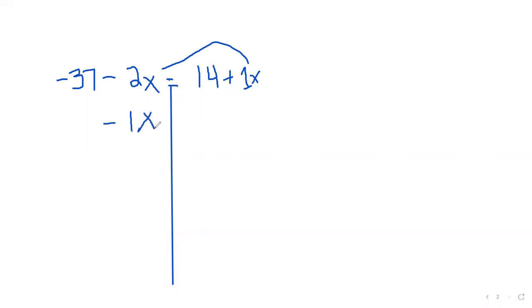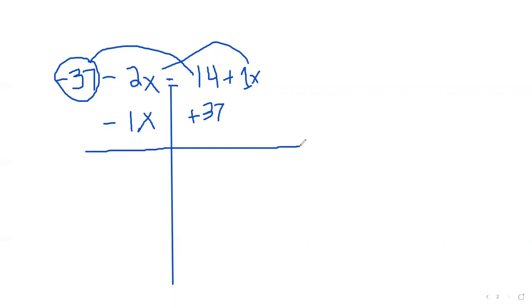Okay, and this one I'm going to do a little bit different. It's just a way to save time. You can use it if you want to. In the same step, I'm going to take this negative 37 and jump it over here. And it's going to be a positive 37. Okay, so I had two jumps at the same time. Now let's draw our line. Again, that's sort of optional.